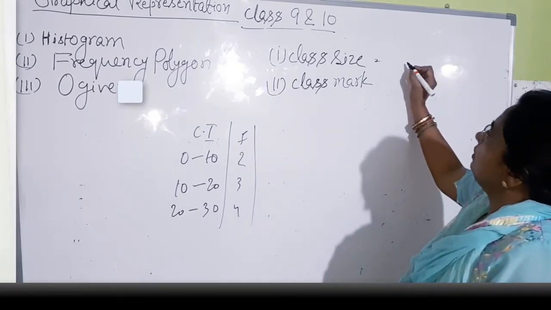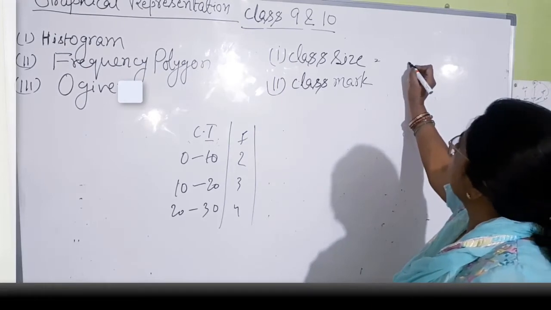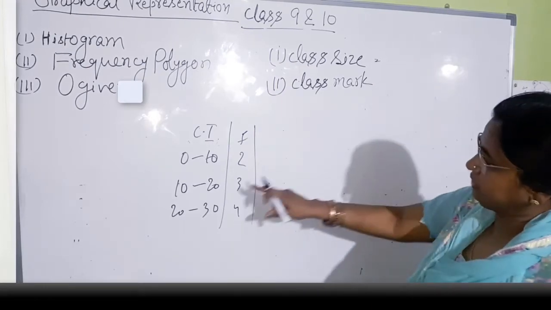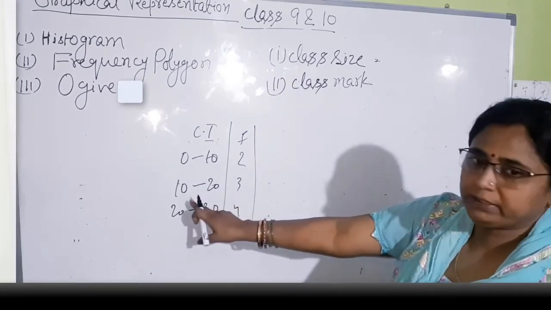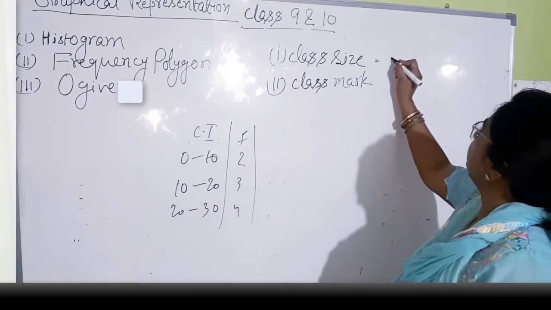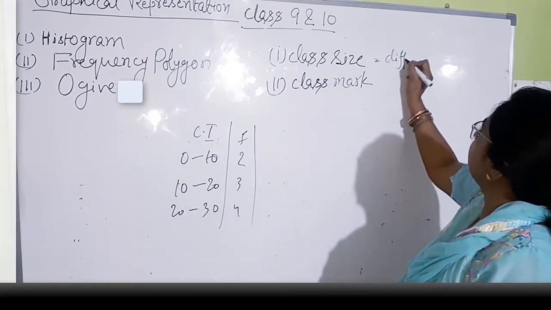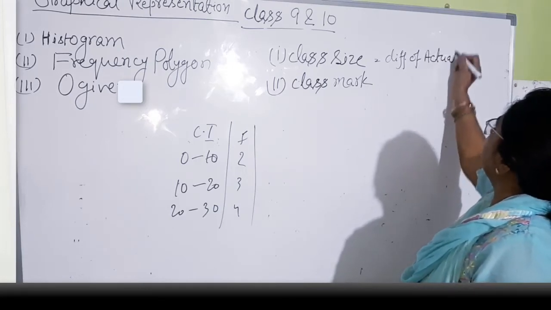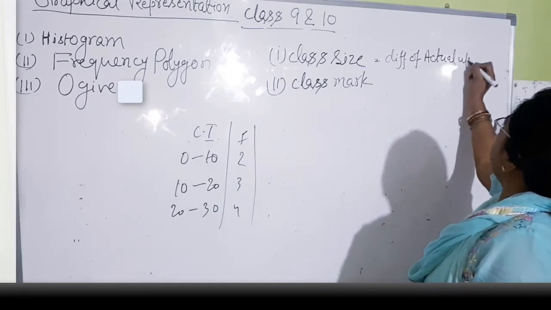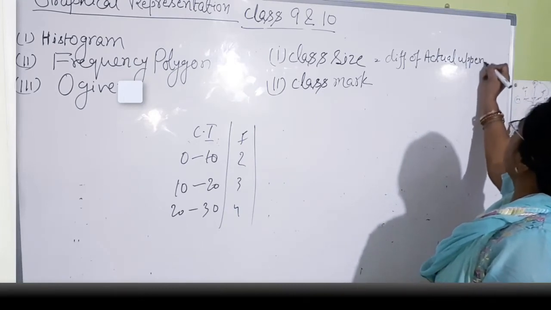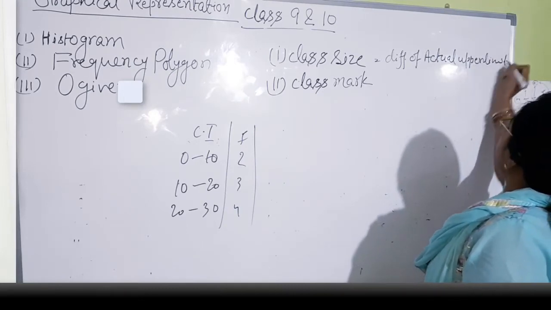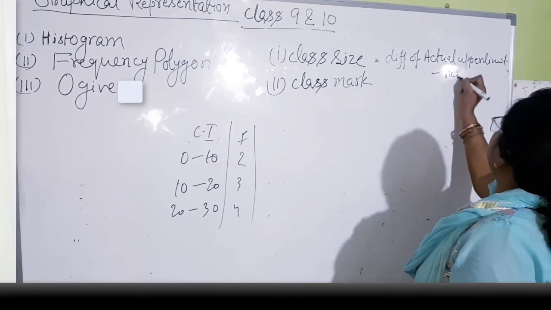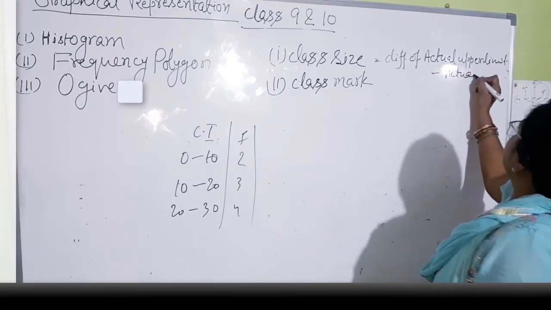Class size is equal to the difference of actual upper limit minus actual lower limit.